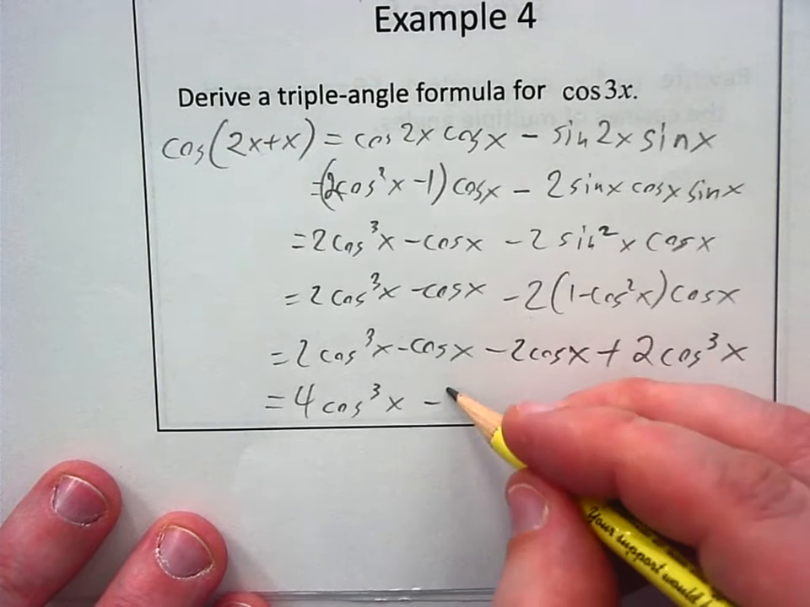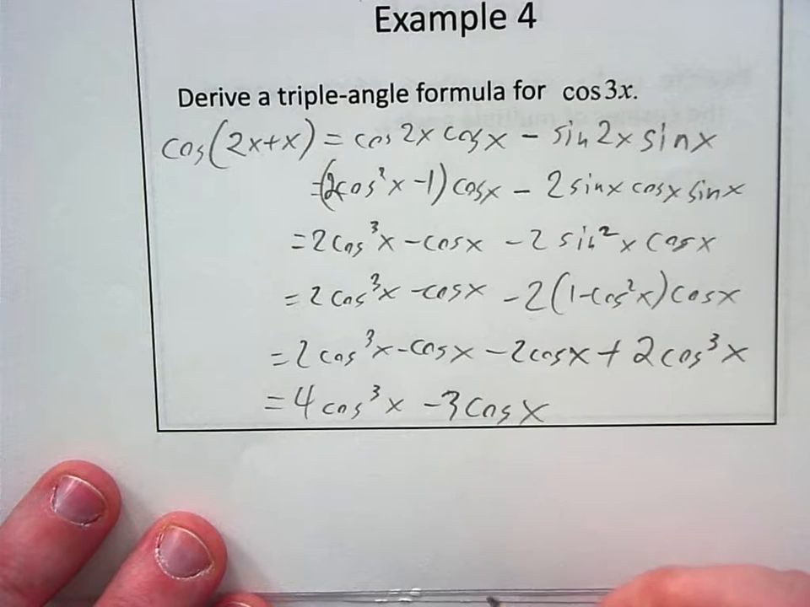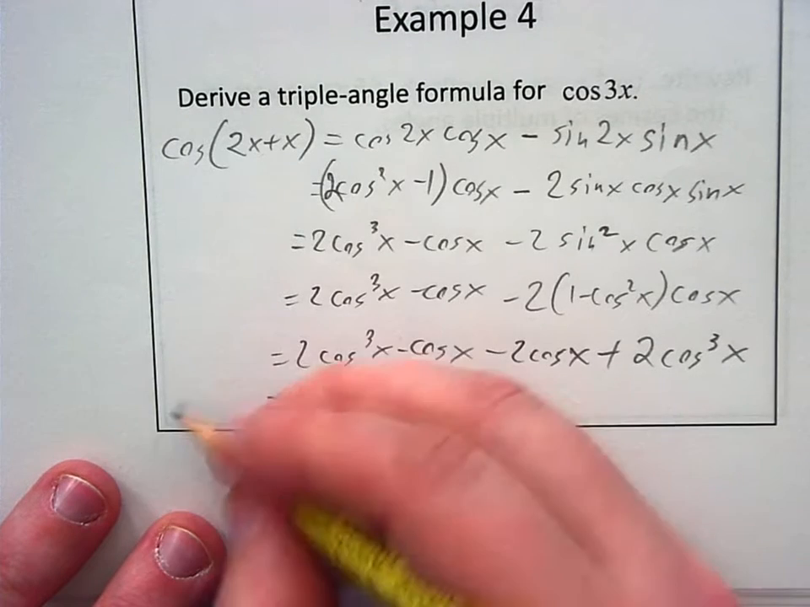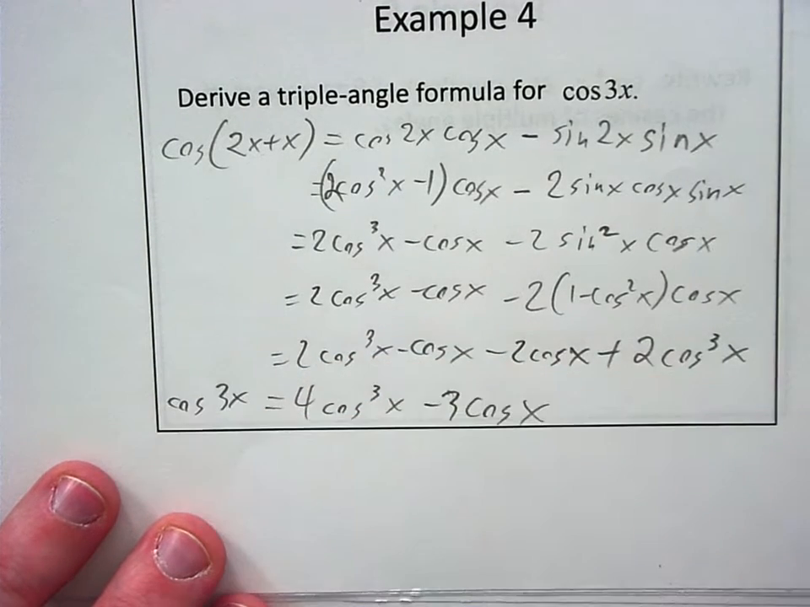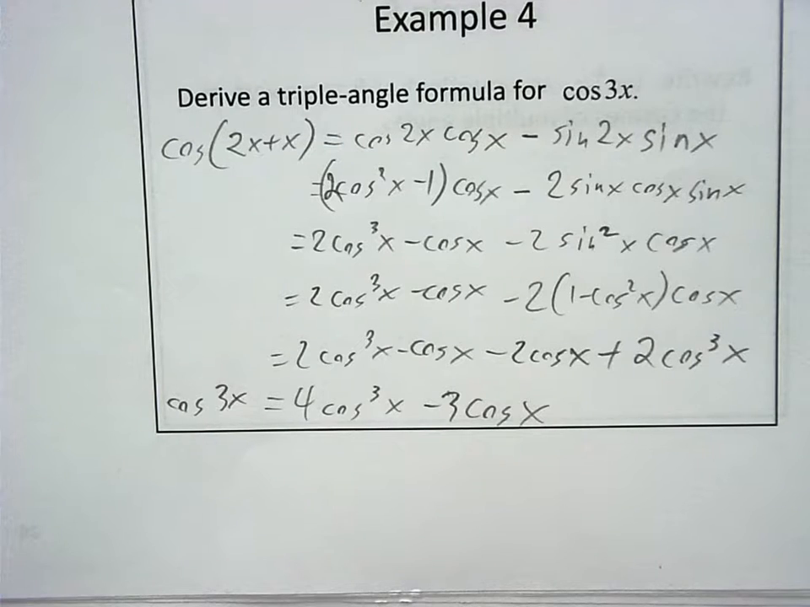Yeah, minus that 3 cosine x. So the idea is you get cosine of 3x is equal to that. And it's one of those things: if you don't know cosine of 3x, but you do know cosine of x, you can work with it that way. Now, there's actually a lot of different formulas you can generate for this, because cosine 2x has 3 different possibilities, you can generate a few different things.